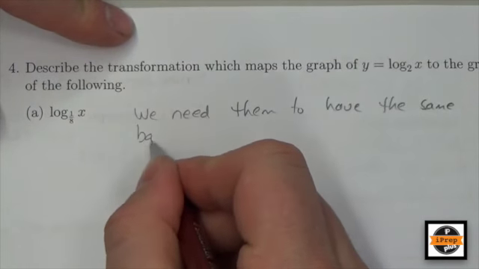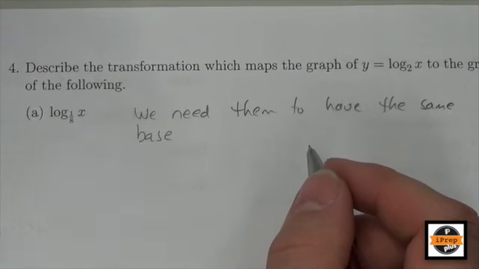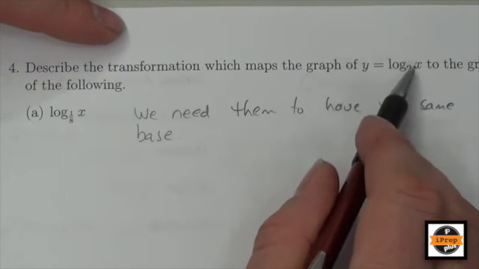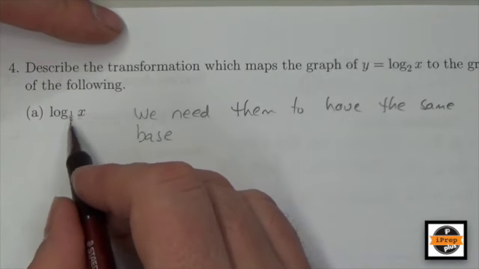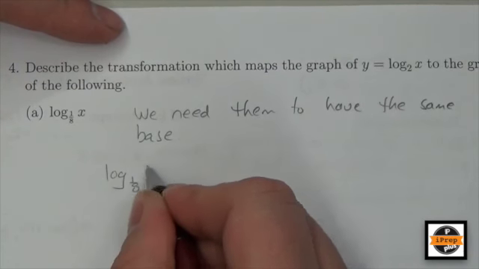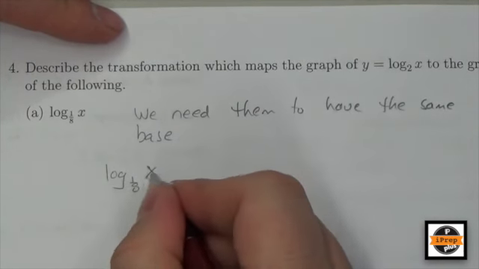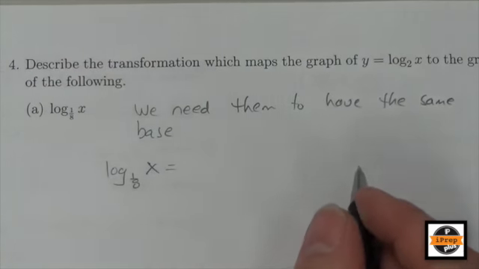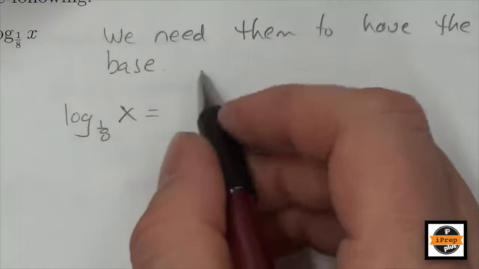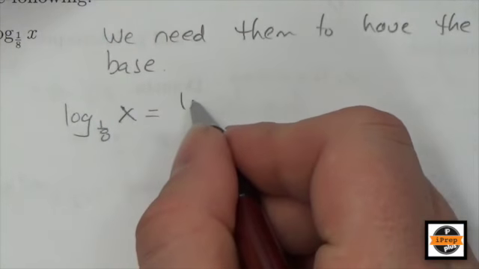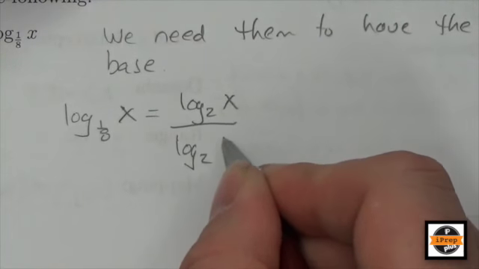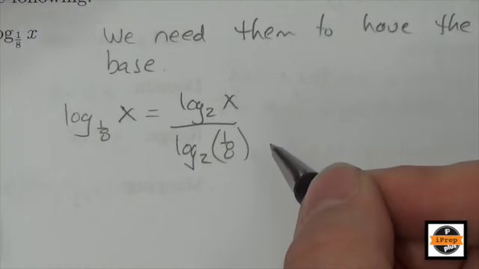Okay? Which means I need my change of base formula. So in this case, I have log base 2 as my original here, and I've got log base 1/8 of x. So what I'm really going to do here is take that log base 1/8 of x and change that to a base 2. Actually, here I'll zoom in a little bit. So log base 1/8 of x, if I convert this to base 2, is going to be log base 2 of x over the log base 2 of 1/8. That is my change of base rule.